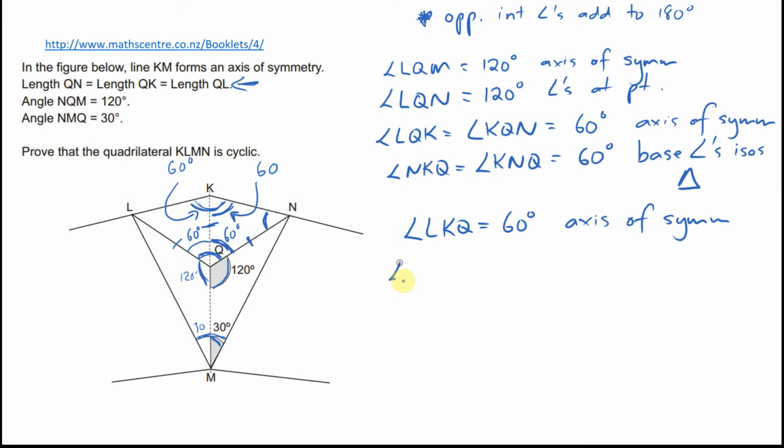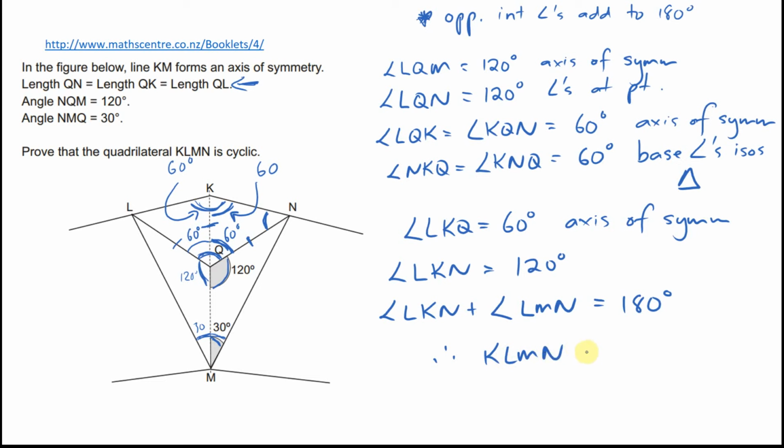So what we've found is that angle LKN is equal to 120 degrees, and this means that angle LKN plus angle LMN is indeed equal to 180 degrees. Therefore, we can say that KLMN is a cyclic quadrilateral.